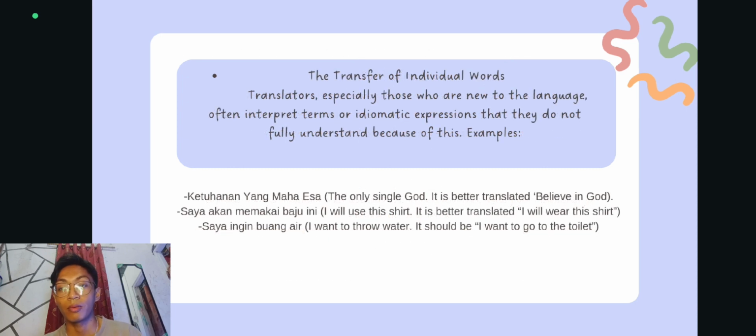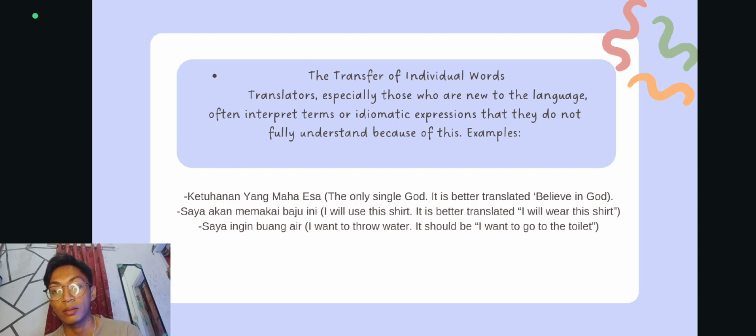Okay, so the next problem here is the transfer of individual words. Translators, especially those who are new to the language, often interpret terms or idiomatic expressions that they do not fully understand. The example is "Ketuhanan Yang Maha Esa". The translation is "the only single God", but it's better to use the phrase "belief in God".